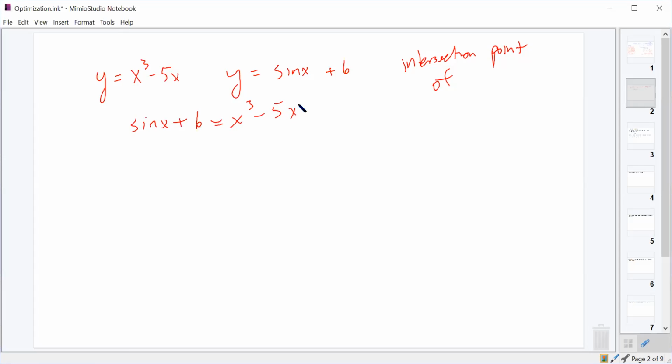And now to figure out when they intersect each other, we have to figure out when that's true, which means we have to solve for x. And to solve for x for anything, the easiest way usually is to get it all to one side. So we'll have x cubed minus 5x minus sine x minus 6 equals 0. And so now effectively all we're really trying to do is find the x-intercept of this new function, x cubed minus 5x minus sine x minus 6.